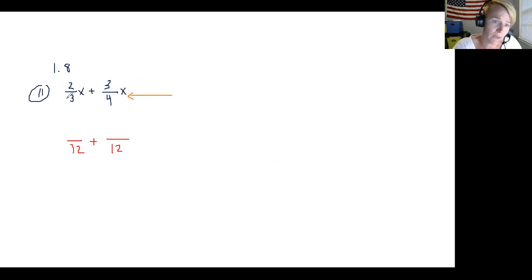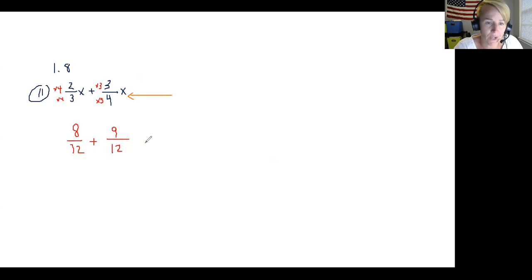But remember, whatever you multiply the bottom by to get to 12, which happens to be 4, you also have to multiply the top by. So 3 times 4 is 12, and 2 times 4 is 8. So 8/12 is the same as 2/3. And then for the 4, we did a times 3. 4 times 3 is 12. So we have to do a times 3 for this one. And 3 times 3 is 9.